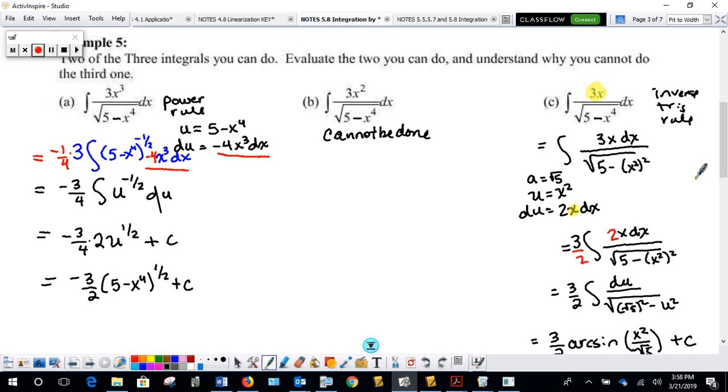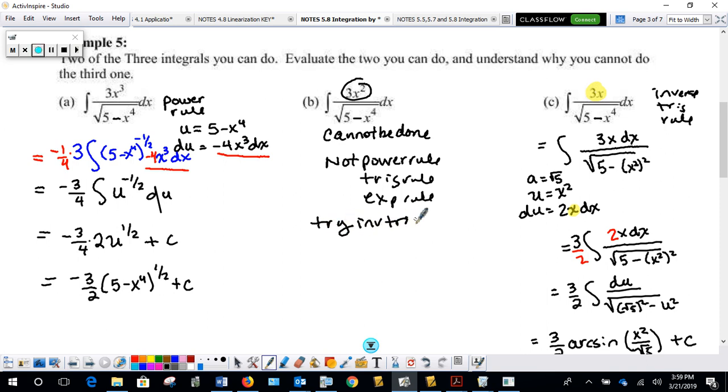Now let's go back over here and talk about why this doesn't work. All right, so this is not power rule because this is not the derivative of that. Okay, so not power rule. Clearly not going to be a trig rule, not going to be an exponential rule. Okay, so the only thing you have left is to try an inverse trig rule.